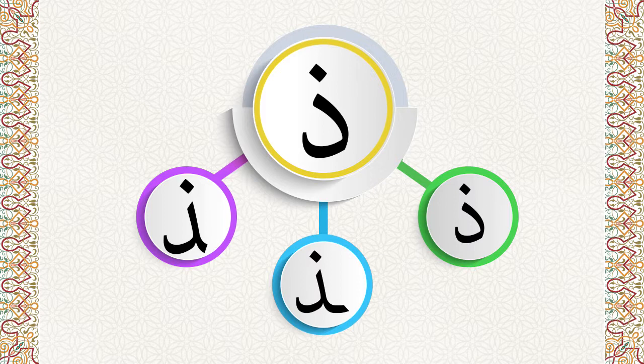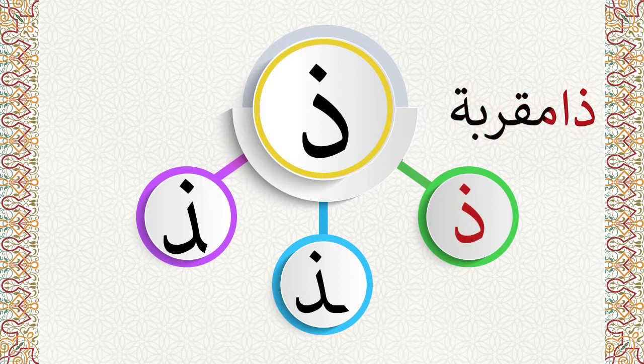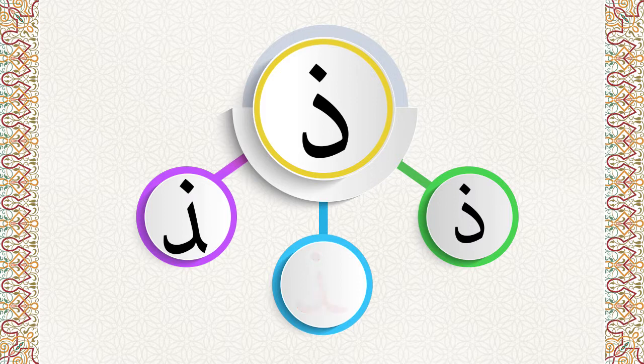So when zal comes at the beginning of the letter, this is the shape, with the example ذا مقربة. And the second shape is when zal comes in the middle of the letter, so zal uses this shape.